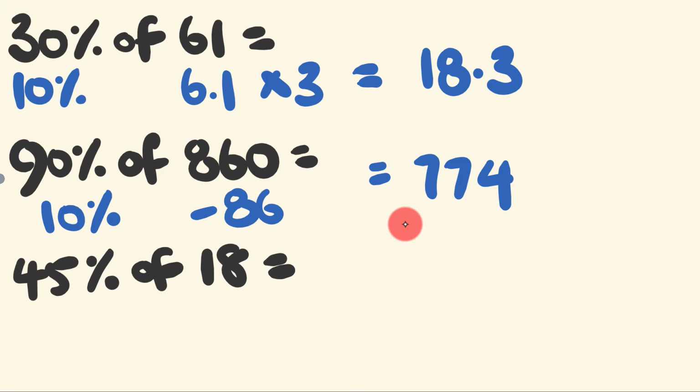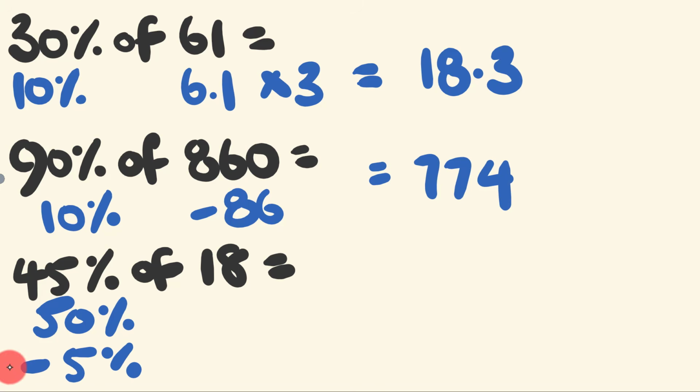We have 45% of 18. Once again, the key is flexibility here. So my champions, the first thing I'm going to do is I'm going to work out a number which is near 45%, and that is 50%. 50% of a number, that's nice and simple because it's just half of the number. Then what I'm going to do is, because 50% is 5% more than 45%, which is my goal, I'm going to work out what 5% is, and I'm going to take that away. So let's go through and do this.